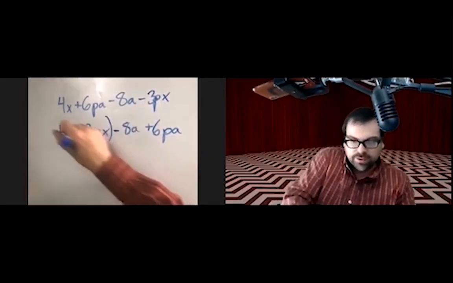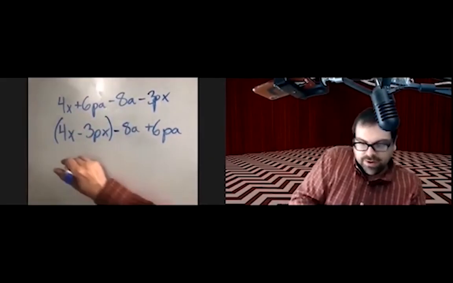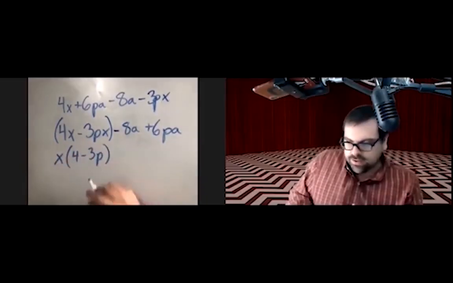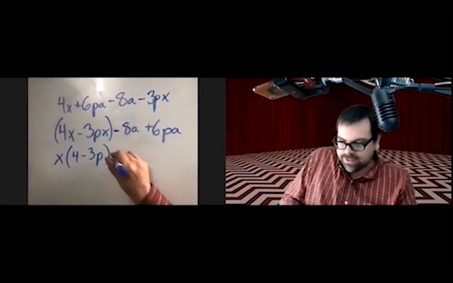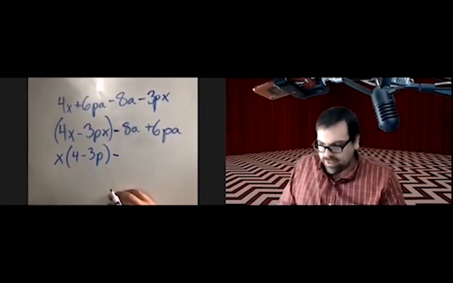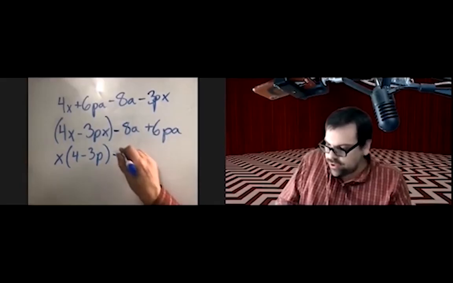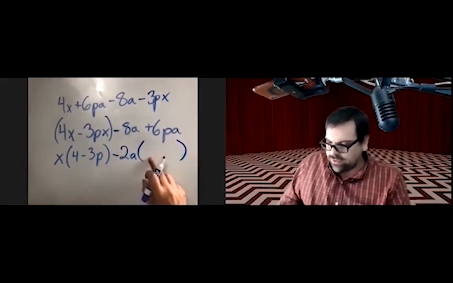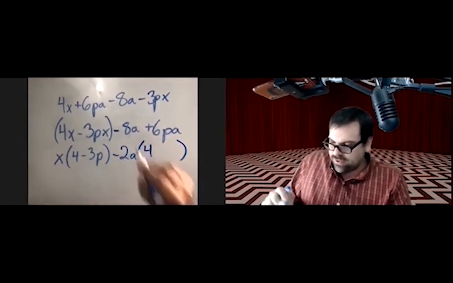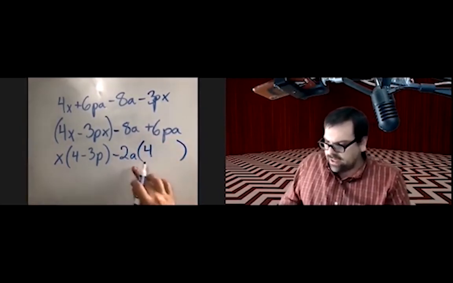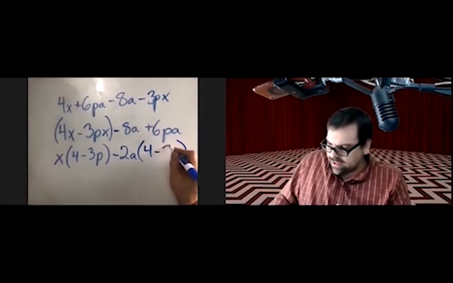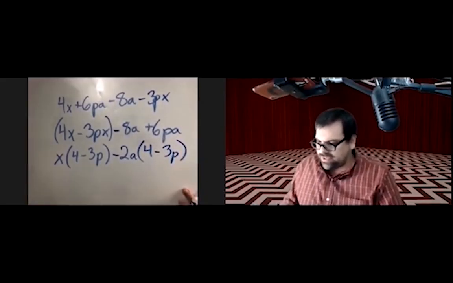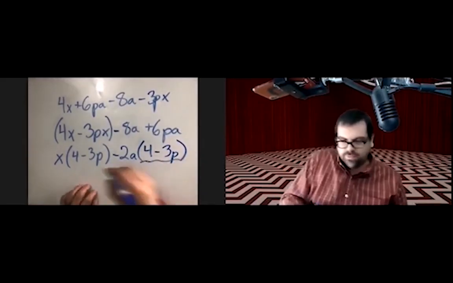If we group here, I can take out an x. I'm left with 4 minus 3p. Here, minus, taking out a negative. Negative what? I can take out a 2. I can take out an a. Negative 2a times positive 4 is negative 8a. Negative 2a times negative 3p is positive 6pa. Boom, we got it.